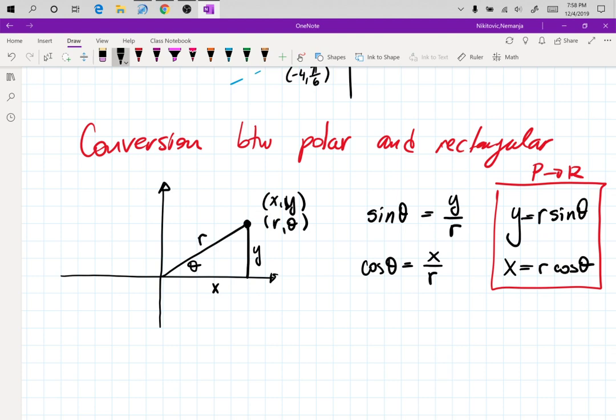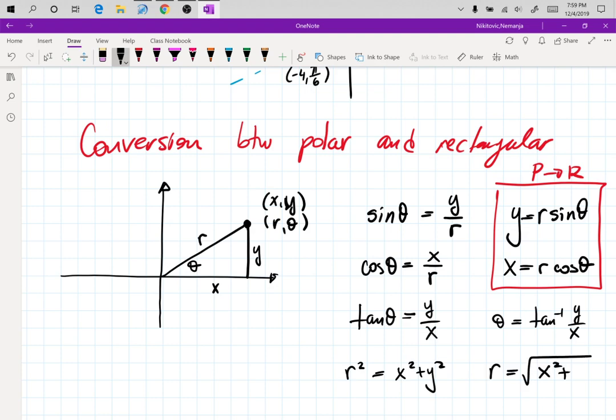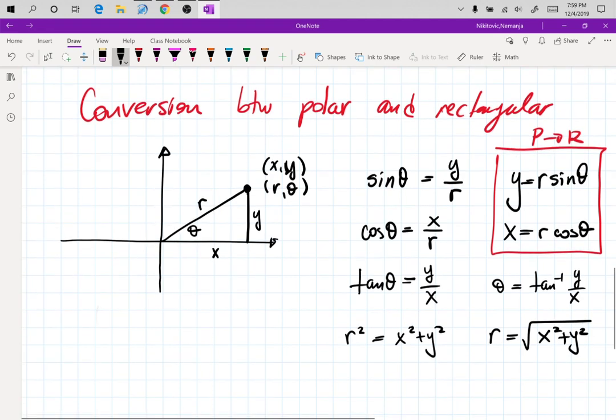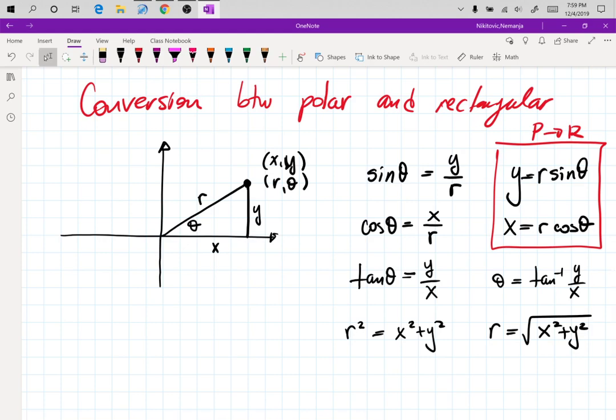If you write the equation for tangent theta, it is opposite over adjacent, so that's y over x. And you see that you can calculate theta if you use inverse tangent of y over x. And finally, r squared is equal to x squared plus y squared, the Pythagorean theorem, which allows you to calculate r if you take the square root of x squared plus y squared. Now, before you scream, what happened with the negative, the plus minus, right? R is a length, so we don't need it.